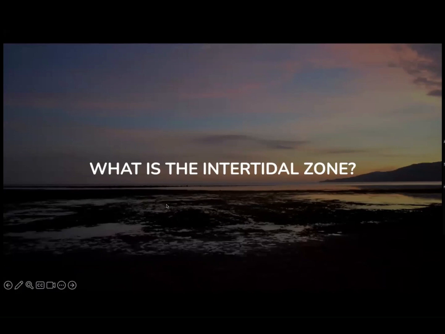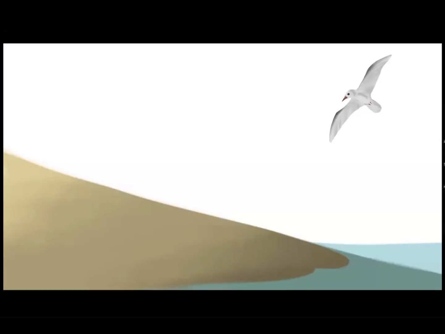So I'll begin with something that's very basic. Some of you may know about this, and I'm sorry if this is just repeat information. But for those who are unfamiliar with what the intertidal zone is, the intertidal zone is basically the area of a shore which is between the high tide line and the low tide line.